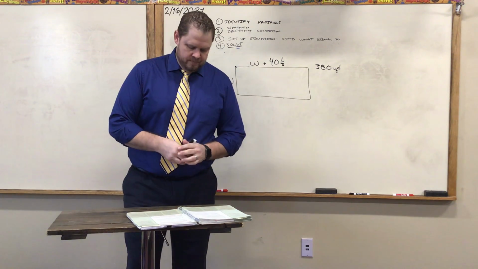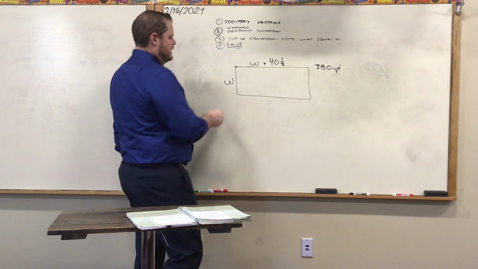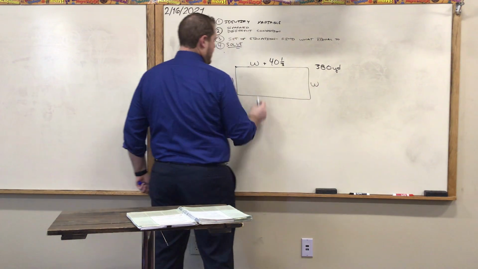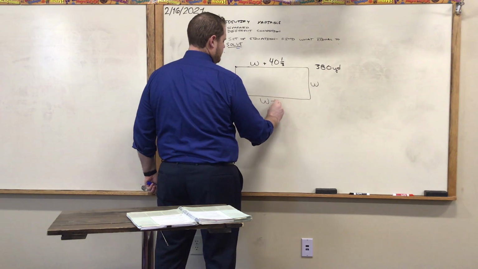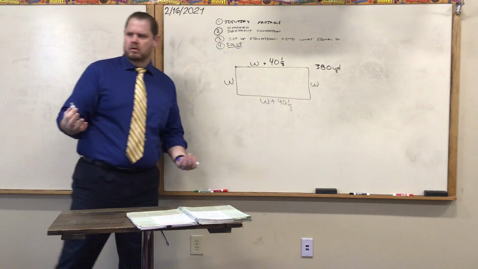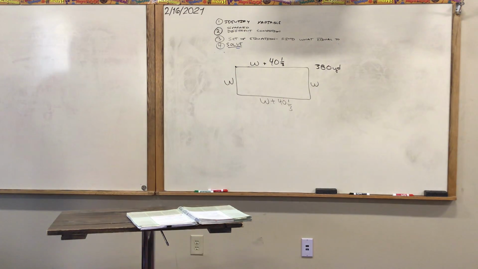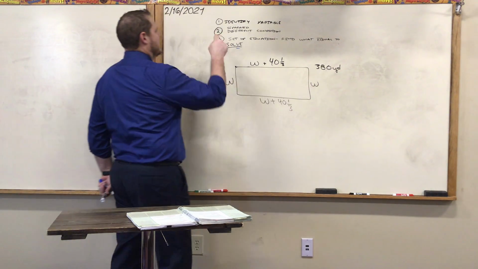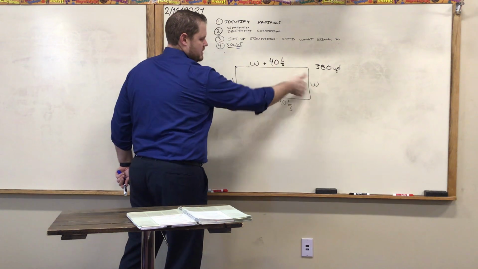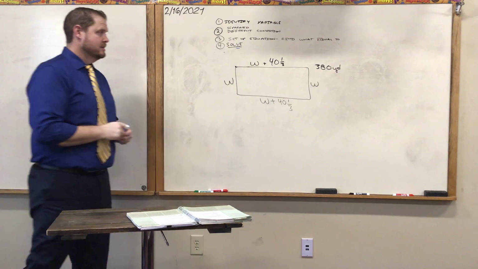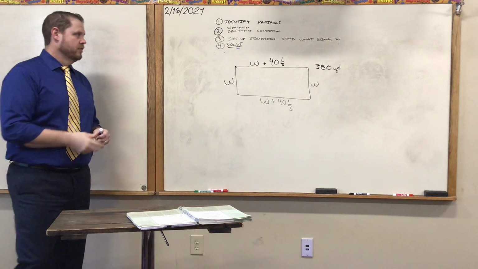Now, what do we do next? So, how many widths are there in our soccer field? 2. And how many lengths do we have in our soccer field? 2. So, what will we do in order to solve this problem? We first identified our variables, right? Second, we separated our conditions. The width, and then the width plus 40 1/3.